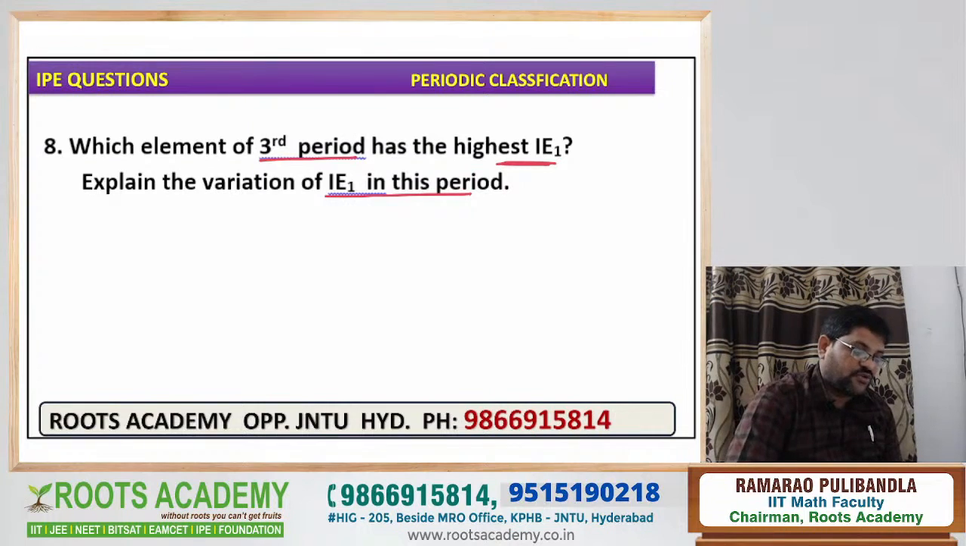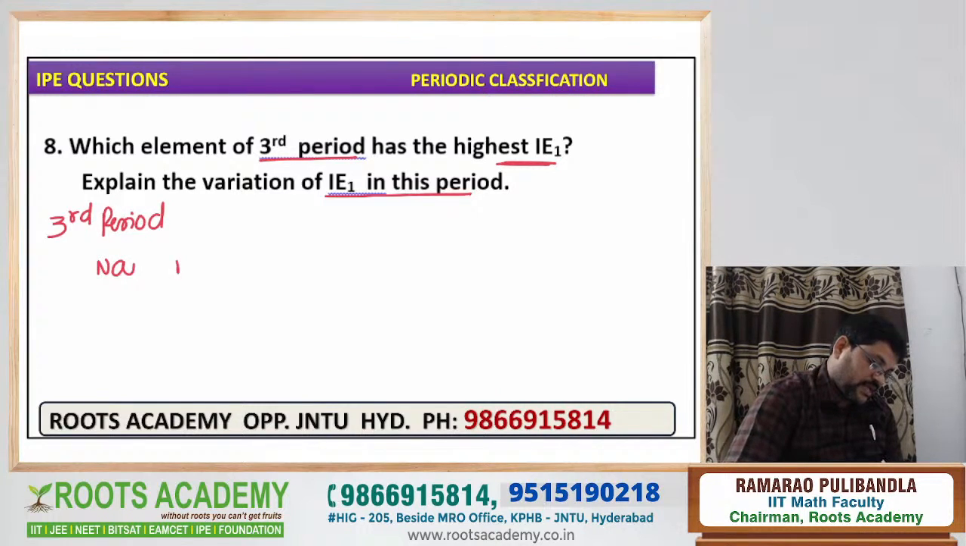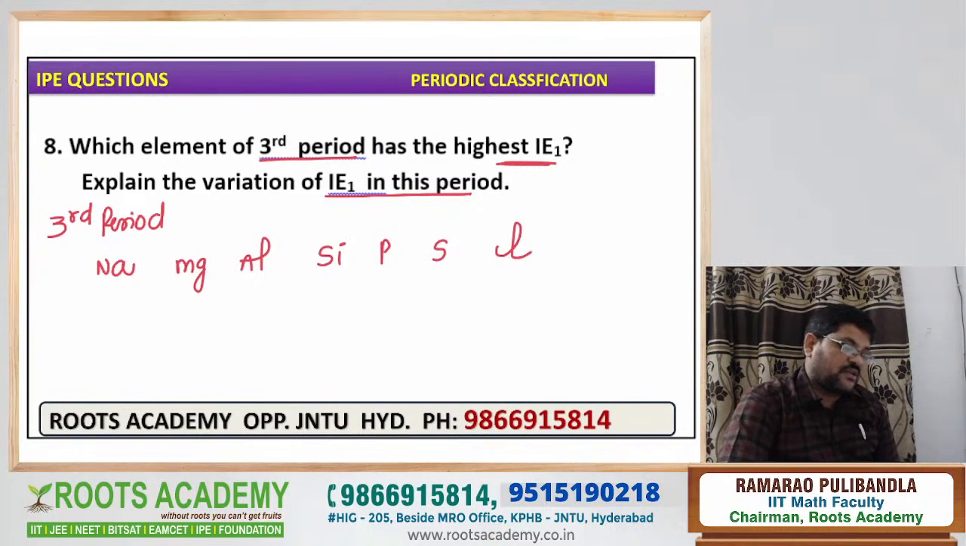in this period. First you go for third period of elements. So what are the third period of elements? Sodium, magnesium, aluminium, silicon, phosphorus, sulfur, chlorine. So this is the third period of elements. Now see the question carefully. So in third period of elements, which element has the highest ionization energy?